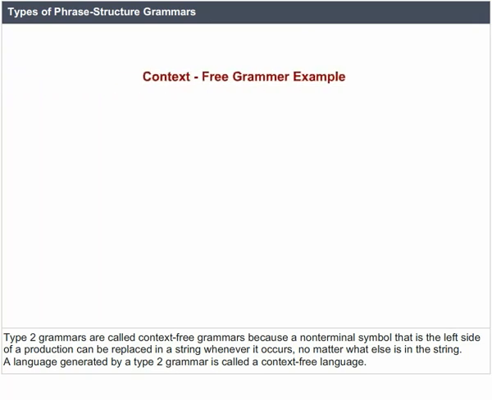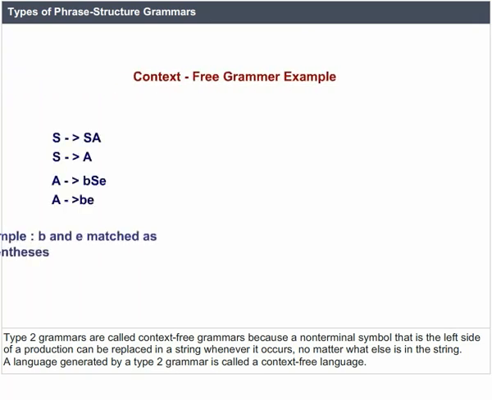Type 2 grammars are called context-free grammars because a non-terminal symbol that is the left side of a production can be replaced in a string whenever it occurs, no matter what else is in the string. A language generated by a type 2 grammar is called a context-free language.